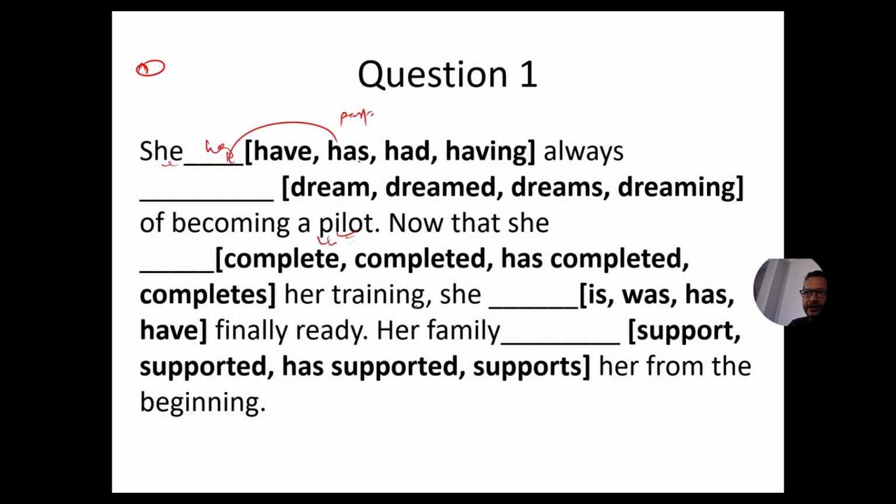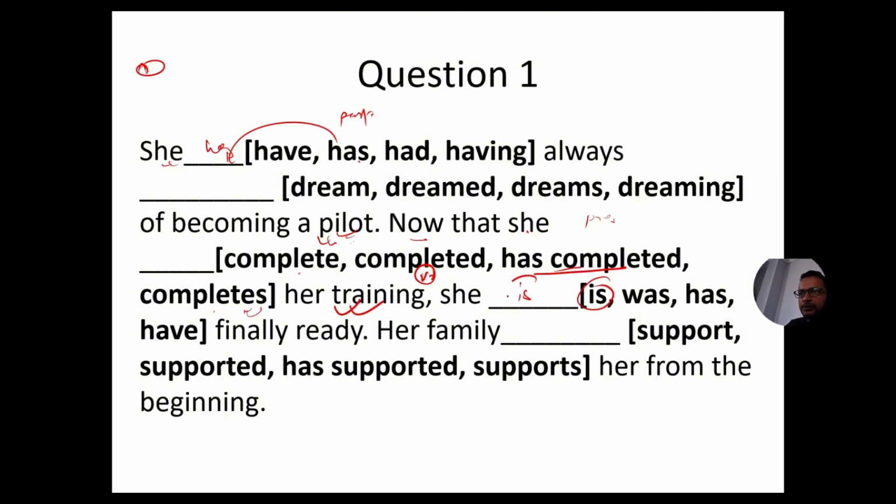Next: now that she dash her training, she dash is finally ready. Now, currently she has completed her training. The options are completed, has completed, or completes. Now this is the present perfect tense, and in present perfect tense you need has plus B3. Complete cannot come, and completed cannot come because it is the B2, a past action that does not have any significance now. But since she has done the training, that training still has significance, meaning you need to write something in the present perfect tense. So has completed. Now that she has completed her training, she is finally ready.